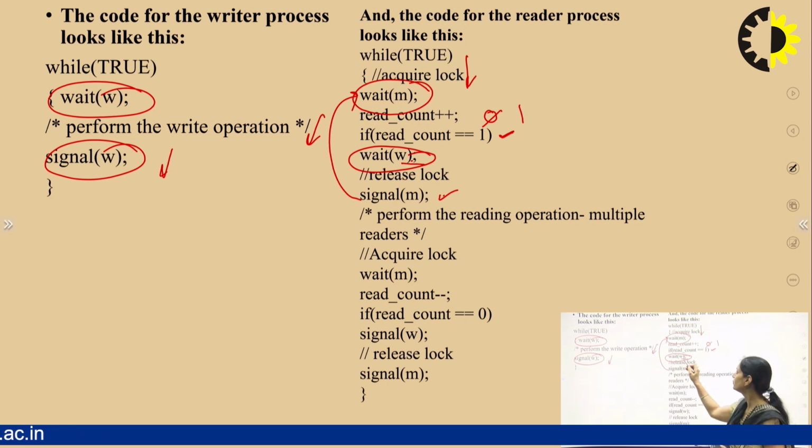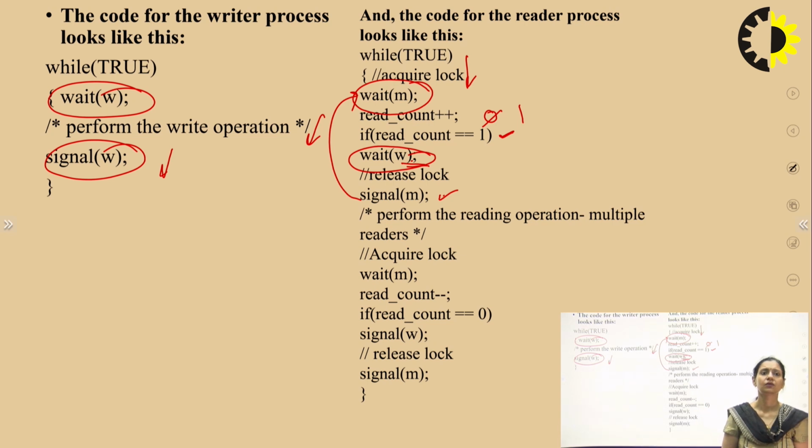But this check will only be performed for the first reader who is entering into the critical section. Because once the wait for writers has been performed, no other writer can enter, but multiple readers can enter. So once the readers have entered, they will perform the reading operation, where there are multiple readers. Now when the reader wants to exit, we should understand that a reader can either enter into the critical section or exit. Both entry and exit are not possible at the same time.